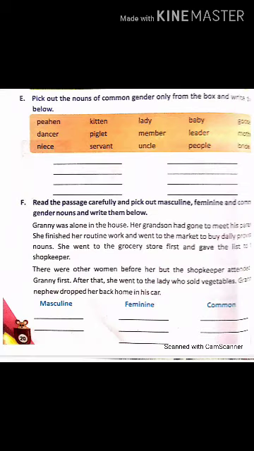So now here is your today's homework. For the first question, you can see in a box there are a number of words, nouns, so you have to segregate. You have to just pick out the common gender words and write them down in the blanks. Now there is a second question, where you have to read the passage carefully and pick out the 3 types of genders. You have to pick out masculine, feminine and common gender and write them down in the blanks.